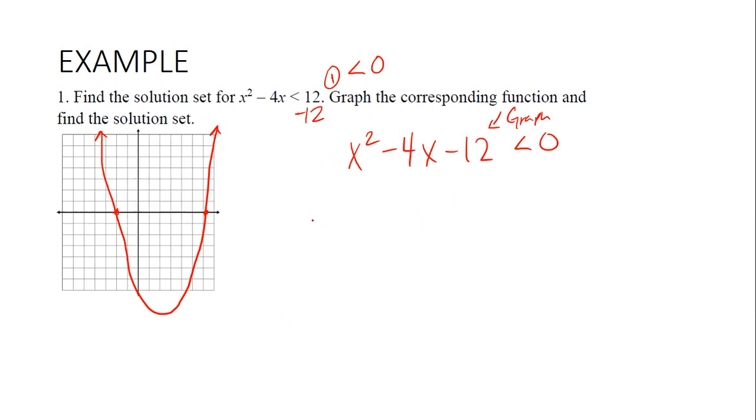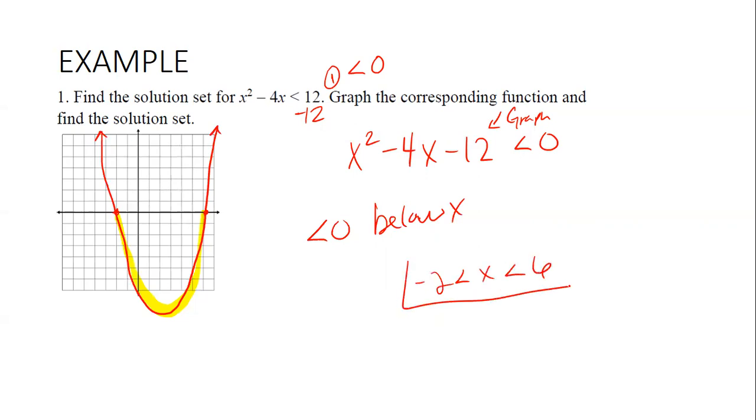So we want to know when is it less than 0? So below the x-axis. It's continuous from -2 to 6. So my answer is -2 to 6. That's it in the calculator. We can do the next example together.